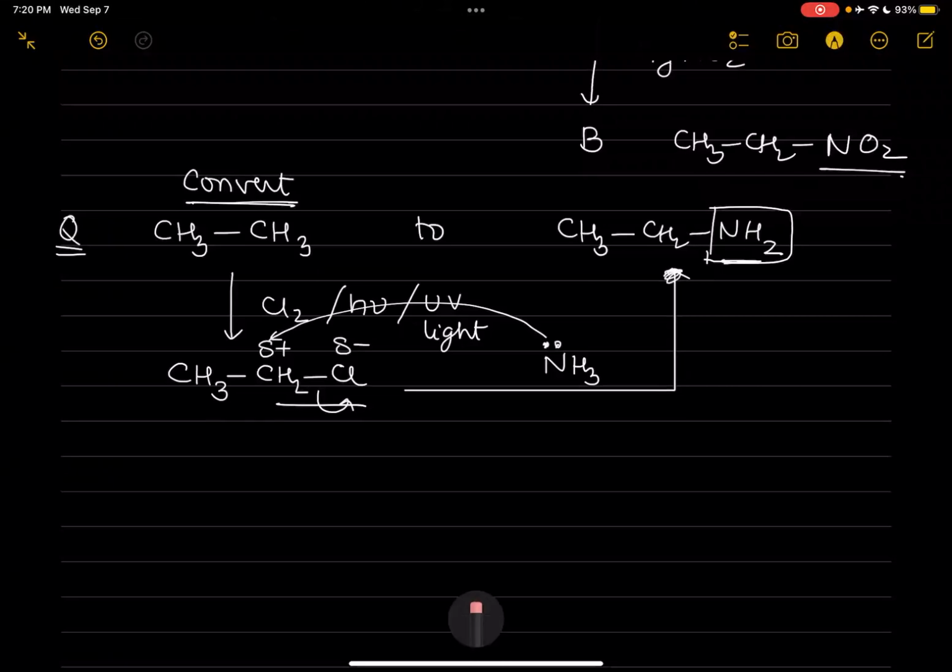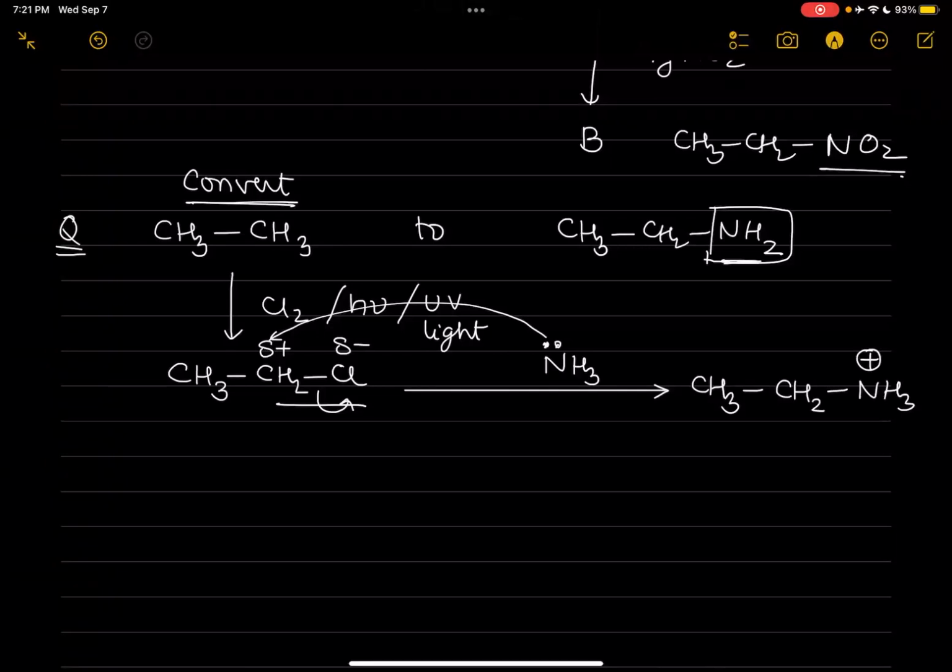Okay, let me tell you, this is a substitution reaction. Ammonia is a nucleophile because it carries a lone pair of electrons. So immediately you will get this product, NH3 plus, because it was neutral. After giving the lone pair, it will have a plus charge and Cl minus, and you can remove HCl by heating and you will get NH2. Okay, is it clear? Yes, sir.